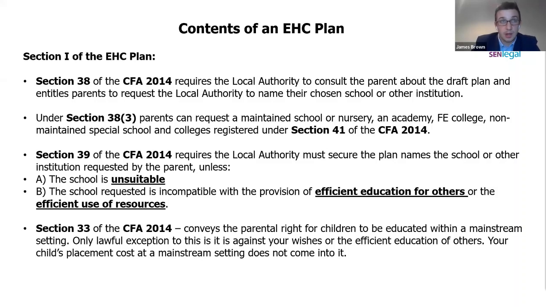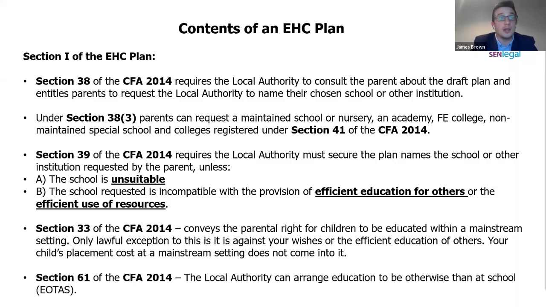Just a final point on Section I, which is contained at Section 61 of the Children and Families Act, which provides that the local authority can arrange education to be otherwise than at school. Often you'll see it shortened to EOTAS, and that basically provides that your child could be educated at home, for example, and given a home education. Now, you would not be too concerned about what Section I says at this point, because you would be looking and focusing on what Section F provides, because it's really important for an EOTAS package that everything your child needs to be educated at home is specified in Section F of the plan.